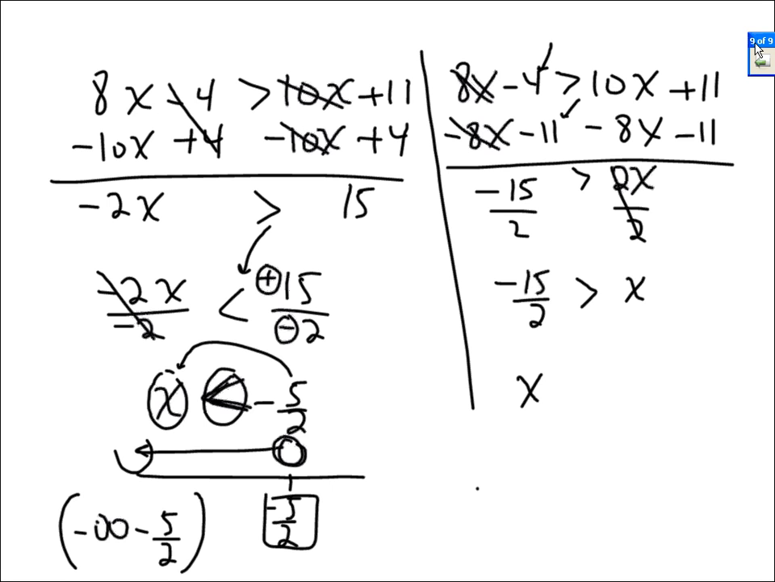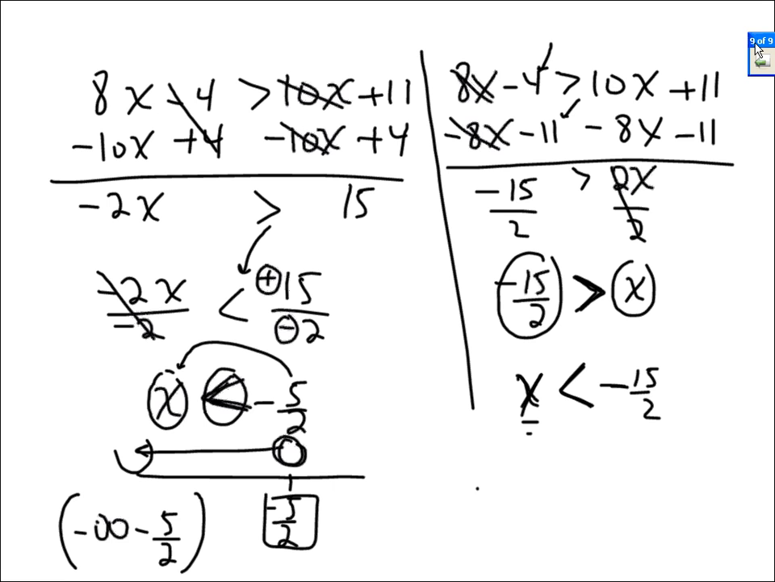So you can write x and negative 15 over 2. And if the arrow is pointing to x, it should always point to x. It points to the smaller one. This says that negative 15 halves is greater than x. There's only one reason why negative 15 halves is bigger than x, and that's because x is smaller than negative 15 halves.